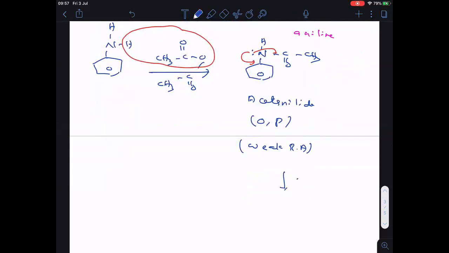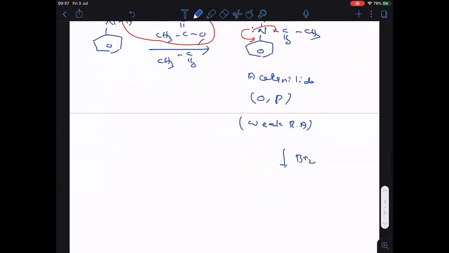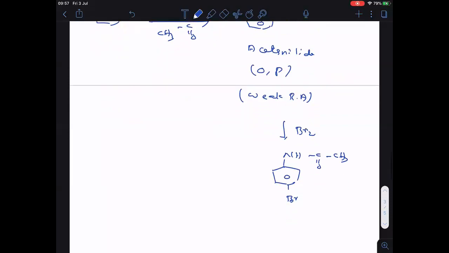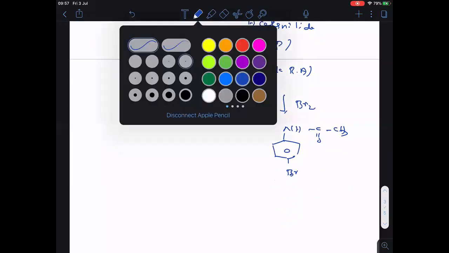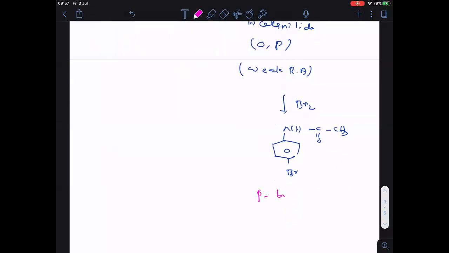Followed? So now what happened? When this undergoes bromination, as I told you, ortho and para both are formed, but I am taking only para because para is the major product in general. So here I am taking NH, C double bonded O, CH3 with bromine at the para position. What is the name of this compound then? This is said to be para-bromoacetanilide.